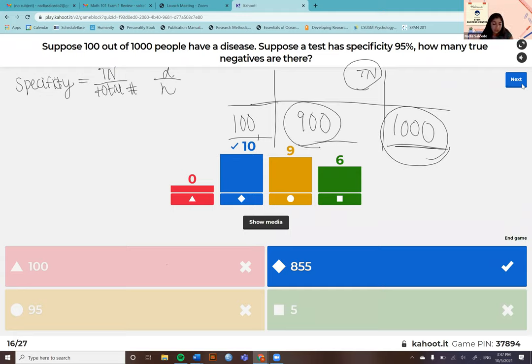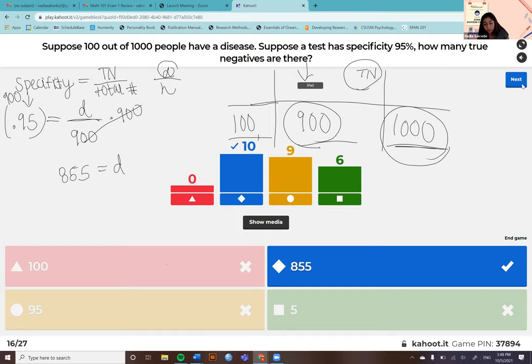So we know the specificity is 95%, so we could set that equal to a decimal and plug that in. We don't know our true negatives, which is in spot D, so we can leave that as a variable. But we do know that there's 900 total people that don't have the disease. And to get D by itself, we can multiply by 900 on both sides to isolate D. And when you multiply 900 times 0.95, it's going to give you 855. I don't know if anyone wants me to multiply it out by hand, but I can if you guys want me to. But yeah, that would give us spot D, so that'd be right here for true negatives.